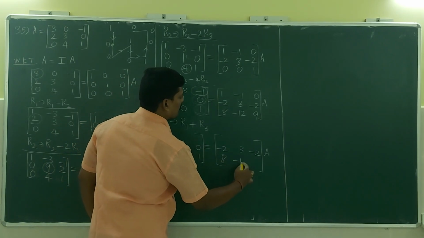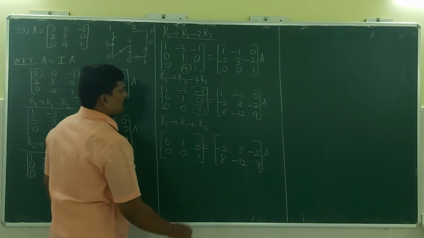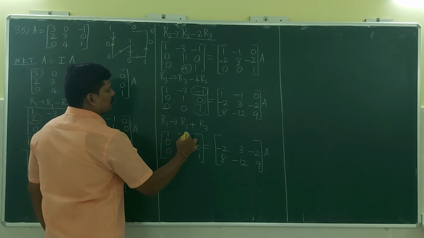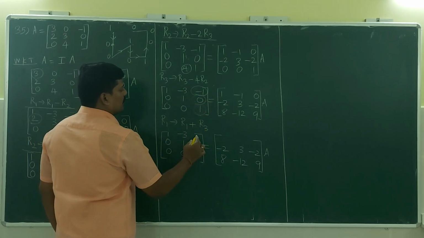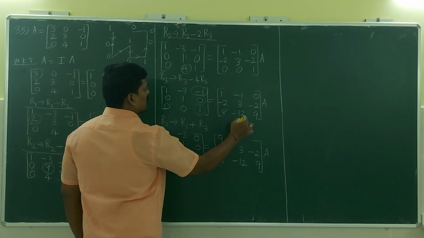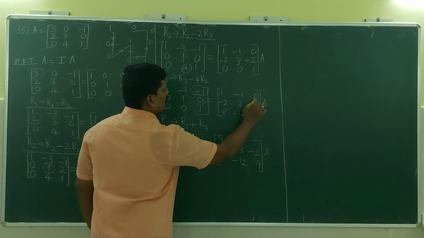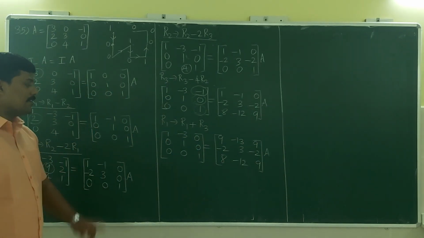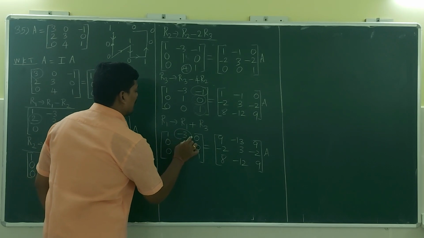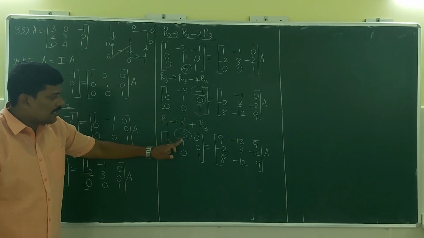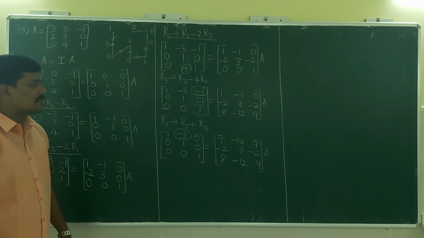So this will become 1. Then 1 plus 8 is 9. Minus 1 minus 2 is minus 3. 0 plus 9 is 9. Now we are left with only one step. I have to make this minus 3 as 0. I can use the second row and make the minus 3 as 0.